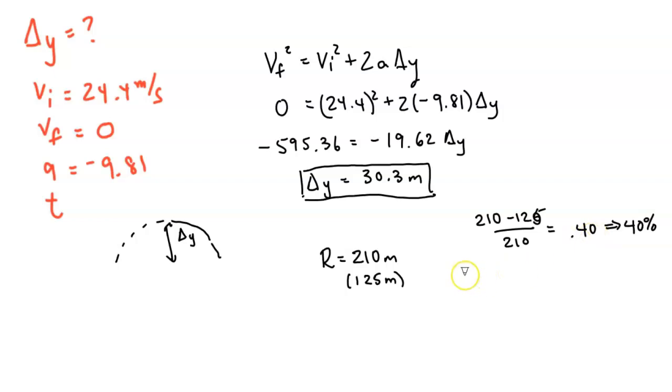And the reason for that is because of air drag. So the air drag in this case caused it to not go as far. And the range for air drag is about 30 to 50%. And so this would be within that range. So this would be a reasonable range. So although we calculated the range to be 210 meters, it only went 125 meters because of air drag.